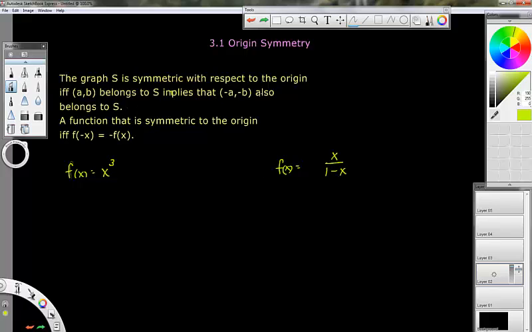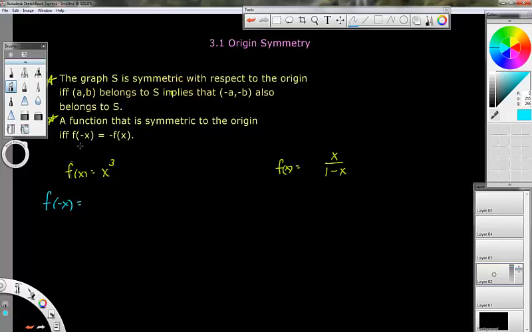So I'll get back to this part of the definition. It's in two parts. I want to show you how to use this right here. This says a function is symmetric to the origin if and only if f of negative x equals negative f of x. So we're going to do two problems. We'll first do f of negative x, and then negative f of x. Those are two different things. If they're equal to each other, the answer is yes.